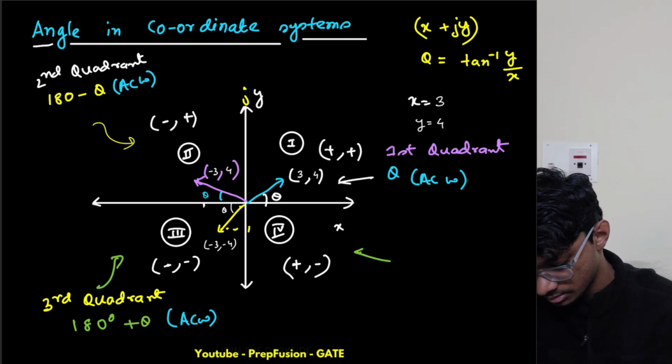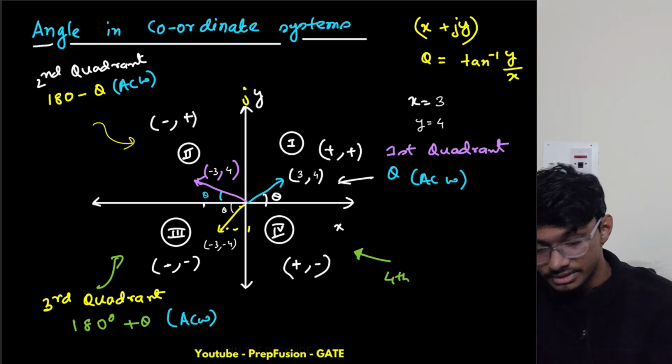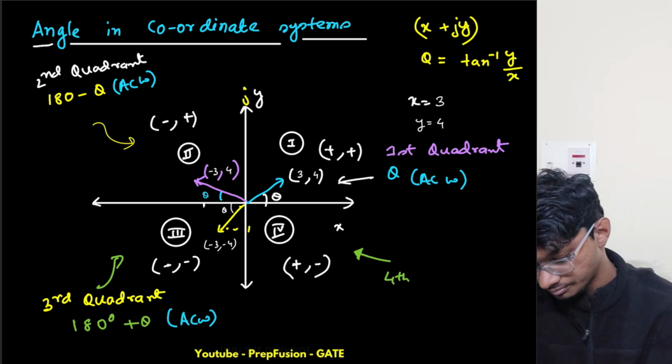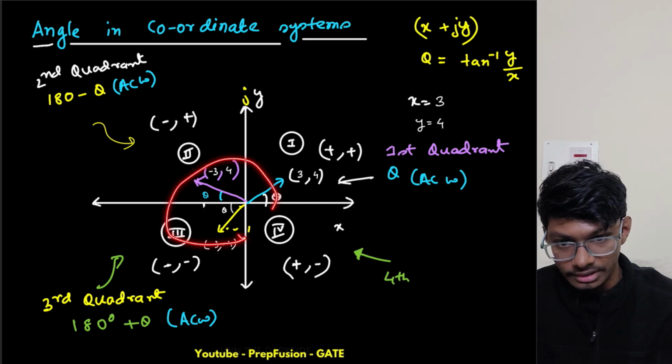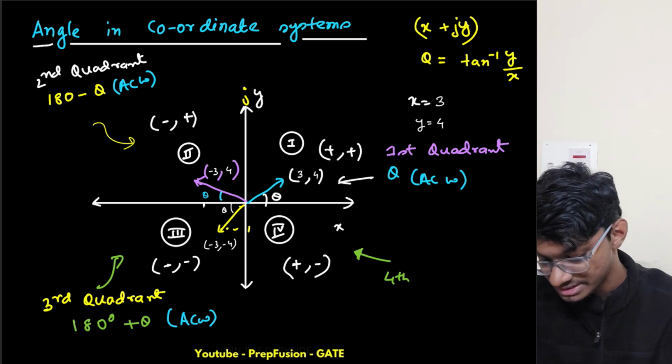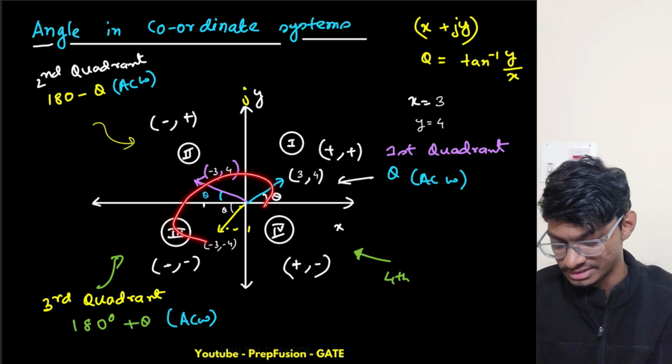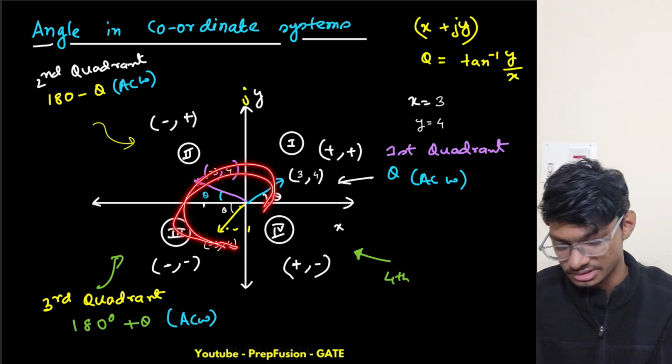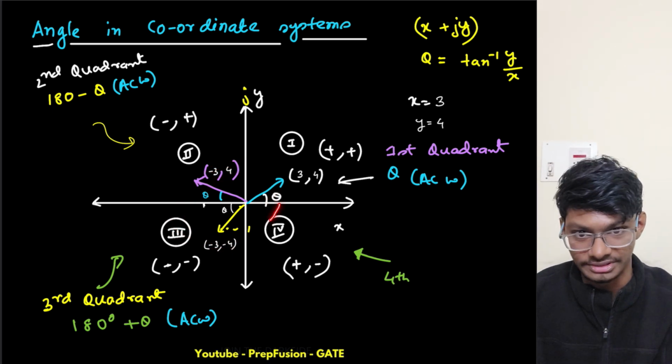And what is this? This is the fourth quadrant. Okay, so what is the angle for this one? Either you can rotate from here, but generally the convention we follow is that we avoid rotating so much, so I will rotate in the clockwise direction, right?